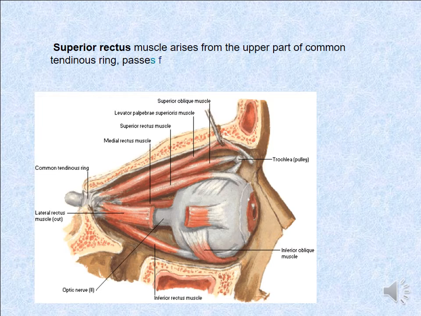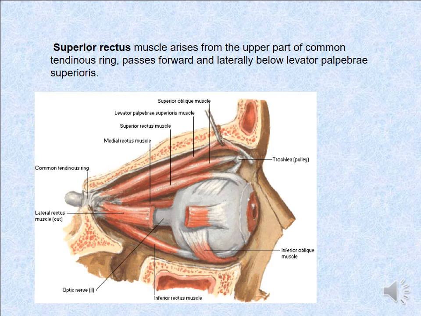The first muscle is called the superior rectus muscle. Its origin arises from the upper part of the common tendinous ring, and it passes forward and laterally below the levator palpebrae superioris. If we look at this cross section, the superior rectus muscle is below the levator palpebrae superioris muscle. Its origin is from the tendinous ring and its insertion is into the sclera of the upper part of the eyeball.